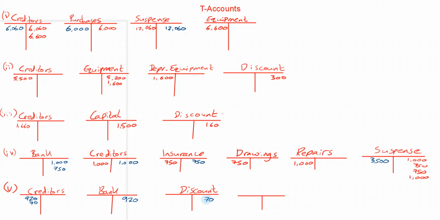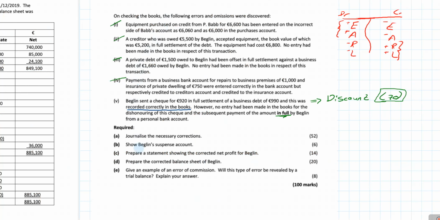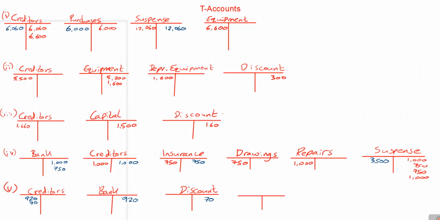So that's what we have in our records, but we're wrong, because we are told that no entry had been made in the books for the dishonoring of this check. So the check was dishonored, which basically means that it bounced. We didn't have enough in our bank account, so we basically have to get rid of everything. So what really happened is the 920 didn't go through.